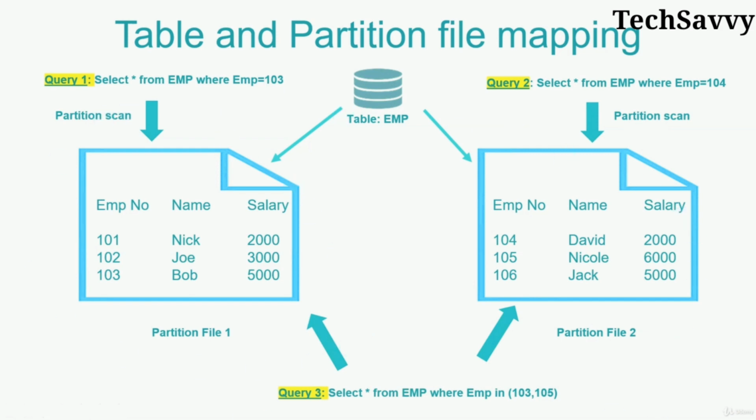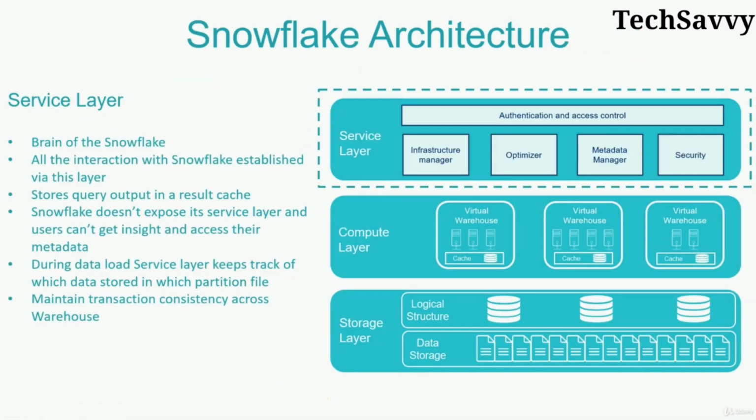So basically, the service layer has all this information about where my data is located, in which partition file, for which table, and it scans the data efficiently and eliminates the need to scan any file which is not required. That is the purpose of keeping track of where the data is stored in the partition files.